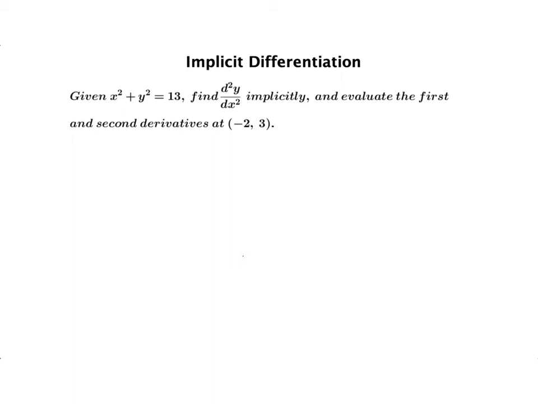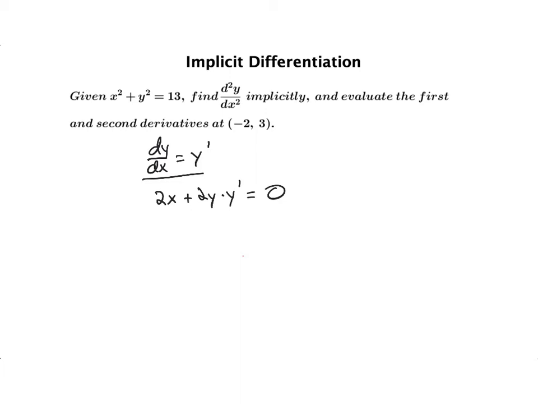Now we're going to use implicit differentiation to find a second derivative. So given the equation, find the second derivative, and we represent this as d to the second power of y over dx squared. And the way we find a second derivative is to take the first derivative and find the derivative of that. So let's start with dy dx, which is equal to y prime. So that's going to be 2x plus 2y times y prime equals 0.